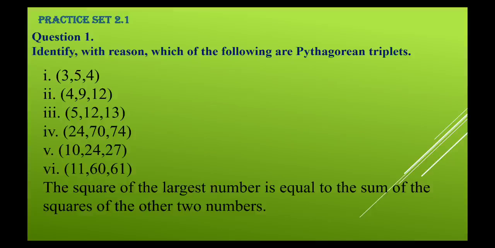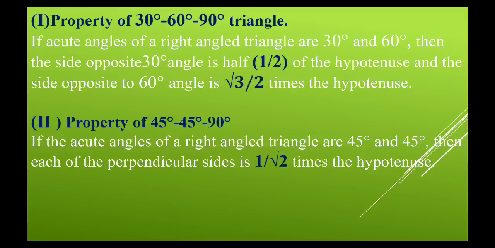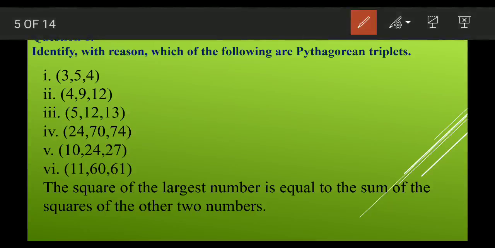Let us solve practice set 2.1. Question number 1. Identify with reason which of the following are Pythagoras triplets. Some numbers are given, that is 3, 5, 4. We have to find whether the given values form a Pythagoras triplet. When do we say it is a Pythagoras triplet? The square of the largest number is equal to the sum of the squares of the other two. Then only we can say it is a Pythagoras triplet.